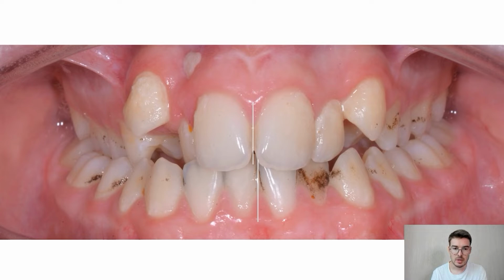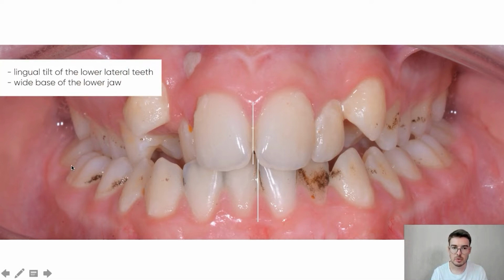I would ask you to take a look at his upper jaw. His teeth are more or less straight there, but they are palatally inclined. The lower teeth are in the lateral part and tilted lingually. You can see it on the intraoral photos, and please note that that is very important. Also look at the base of his lower jaw.